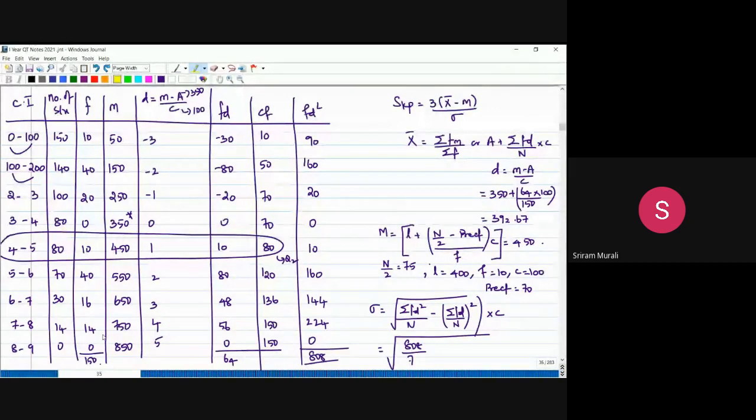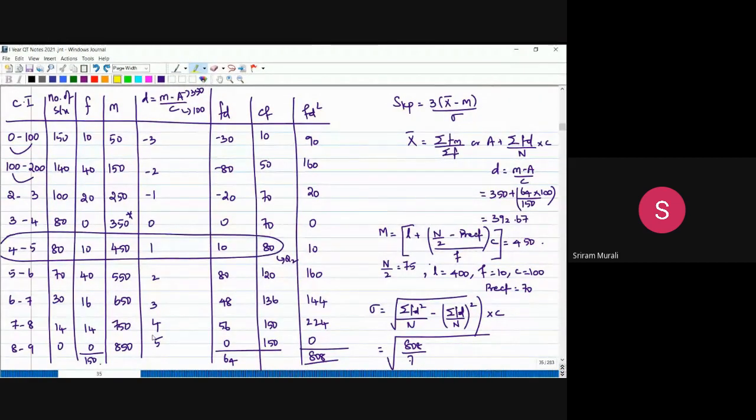How to find x bar? There are two formulas I said. One is sigma fm by sigma f, another one is A plus sigma fd by n into c. Why are we using the deviation method? Because my mid values are very large numbers. If I square m, 10 squared or 50 squared is okay, but 250 squared, 350 squared, 450 squared will be very large numbers. It is a waste of time. That is why we compute the deviation, to make it into a single digit.